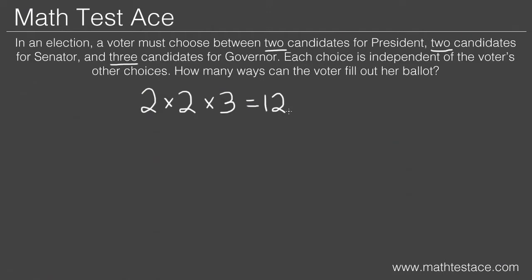I'm going to draw a diagram that should give you a better sense of why we multiply and help you remember how to solve these sorts of problems. We'll call this a decision tree. The first step for our voter in filling out her ballot is to figure out who she's going to vote for for president. We're going to write president and say that there are 2 candidates for president, candidate A and candidate B.